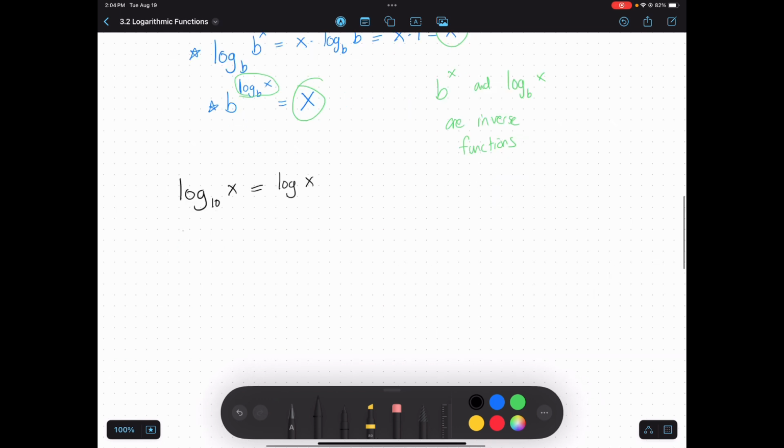And then the other common one that we use is log base e. Right? In 3.1, when we first learned about exponential functions, we talked about the natural exponential function, where it was base e. And so logarithms with a base e are also widely used and are really, really useful. We call this the natural logarithm, and we use ln to notate it. So if you see ln of x, that's log base e.